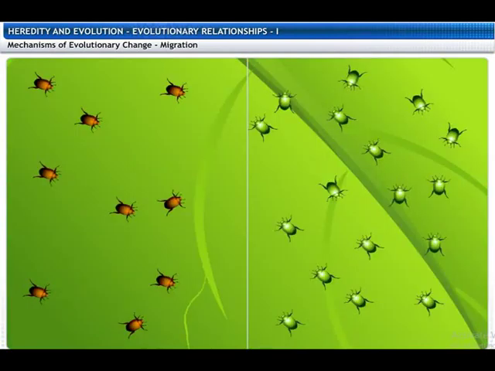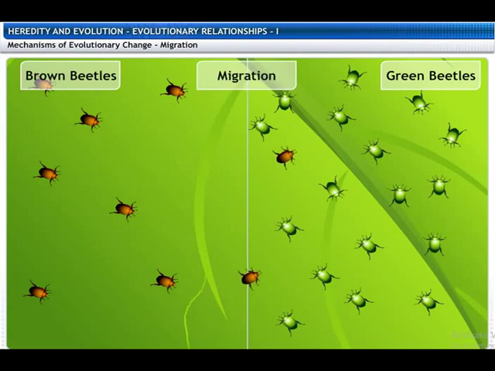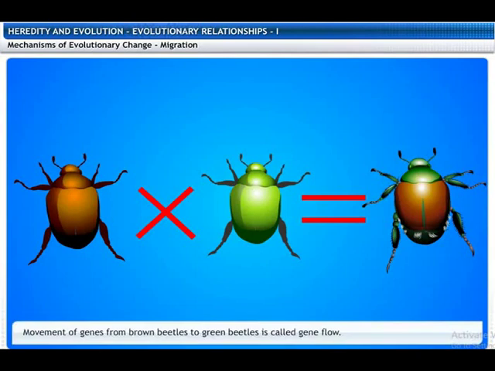There may be a situation where some brown beetles join a population of green beetles. This is called migration. Breeding between the brown and green beetles introduces new gene combinations into the population. This movement of genes from brown beetles to green beetles is called gene flow.